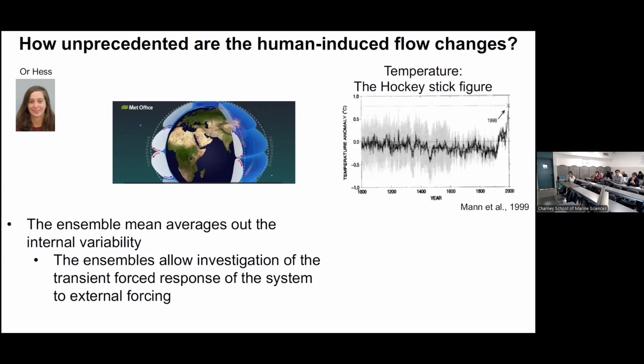And if you have an ensemble, we can average all of these members and get rid of this sensitive dependence on the initial conditions, and we only look at the response to those external forces. Is that clear? Okay. So we do that.